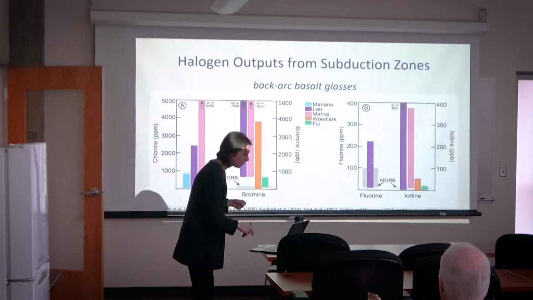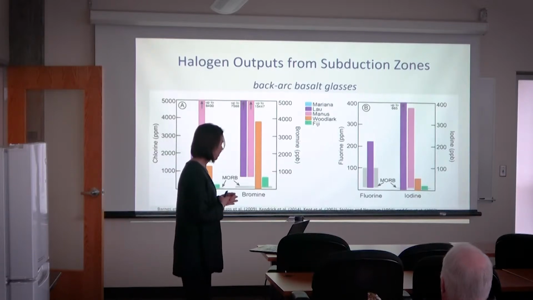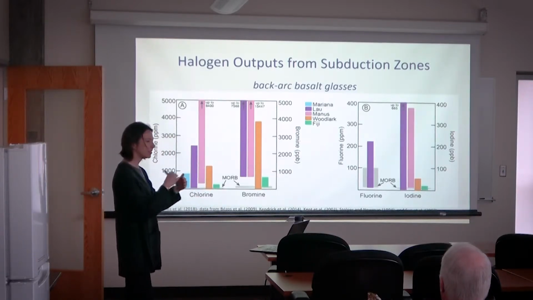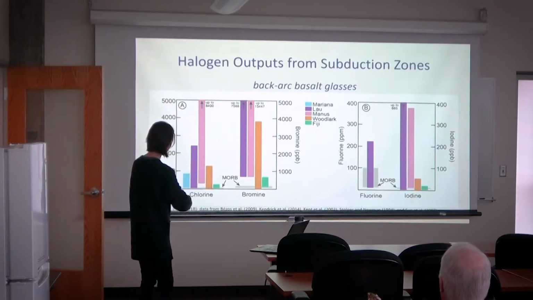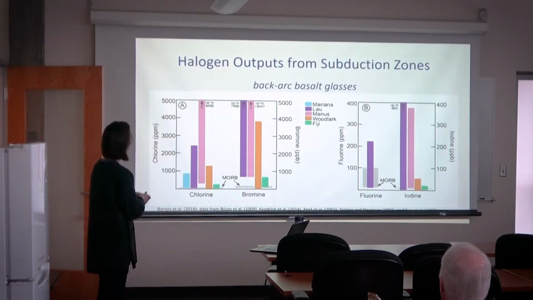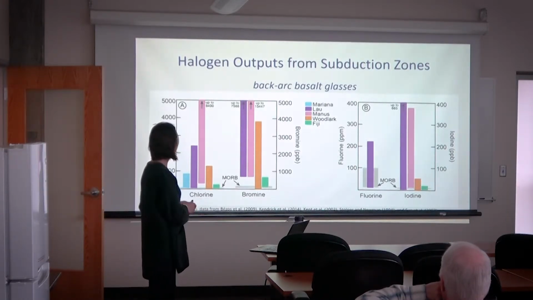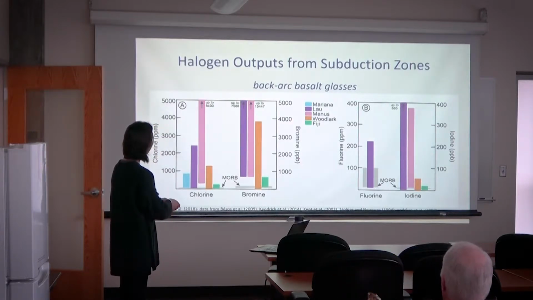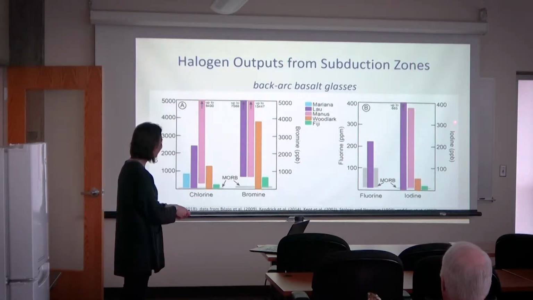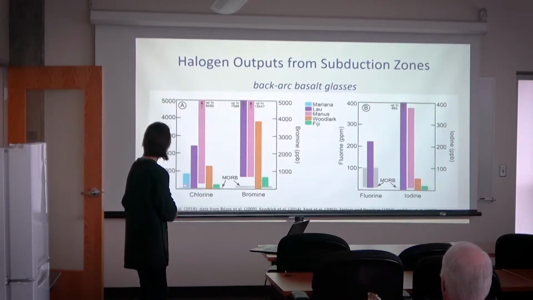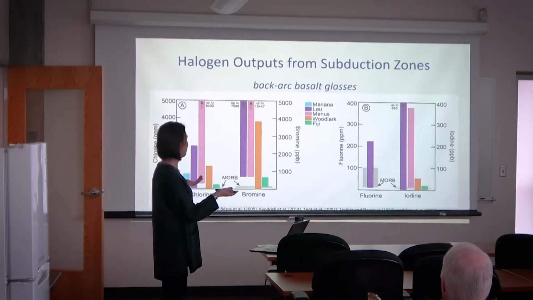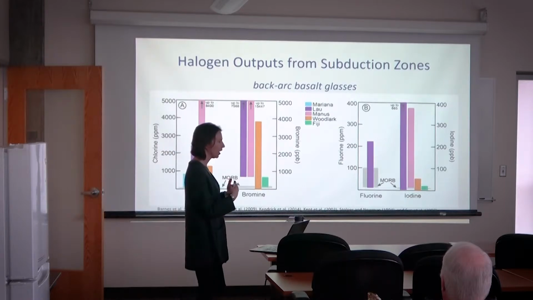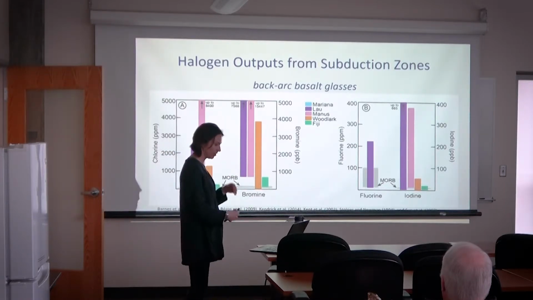But we do know that there are halogens that reach past the depths of arc magmatogenesis. We know this from a few studies, and again, this is a compilation of other researchers that's cut off on the bottom, looking at concentrations of halogens in back arc basalts. Here I have chlorine, bromine, fluorine, and iodine from different back arc basalt classes. The gray is MORB, and the point of this slide is to show you that all of them are higher than MORB. So there are some halogens making it past the depth of arc magmatogenesis and getting transported into the mantle.